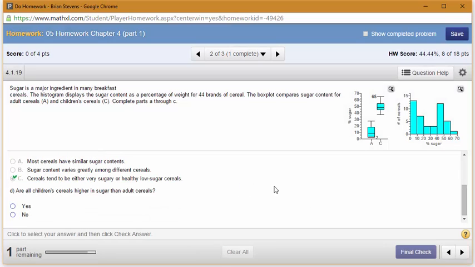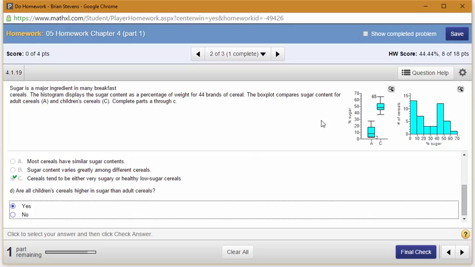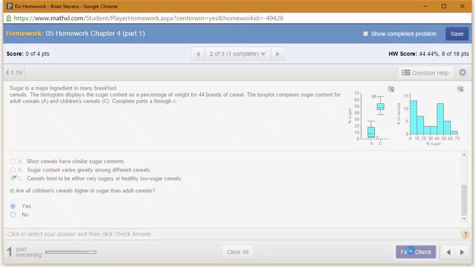Last part, or one more part for this. Are all children's cereals higher in sugar than adults'? And here's the lowest child, which is higher than the highest adult. And the answer is yes, because that is the min of the child distribution, and that is the max of the adult distribution.